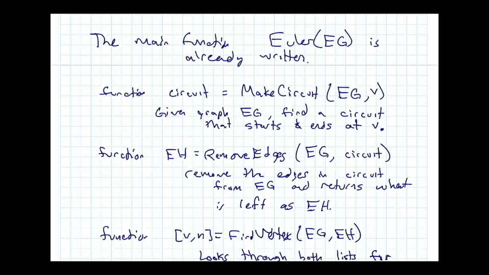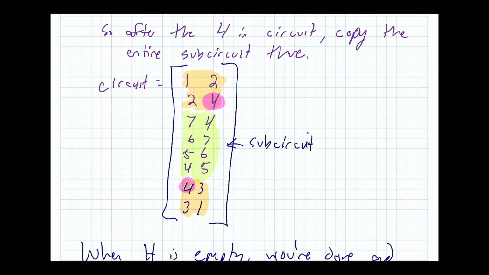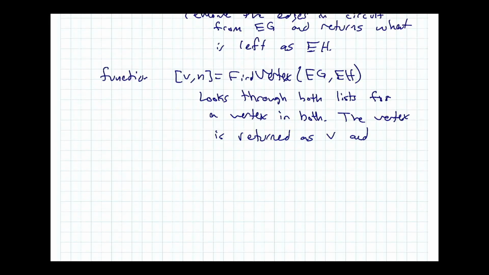Why? Because think about this. Like when we did this right here, you had to insert the subcircuit right after the 4, right? There was a 4 here, there was a 4 here, and in between goes the subcircuit. So you need to know what row this is in order to insert the subcircuit at the right place. And so the way to do that is just when you call this function, it's going to tell you the right place.